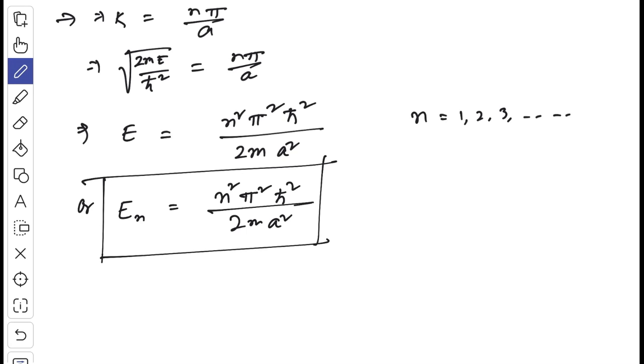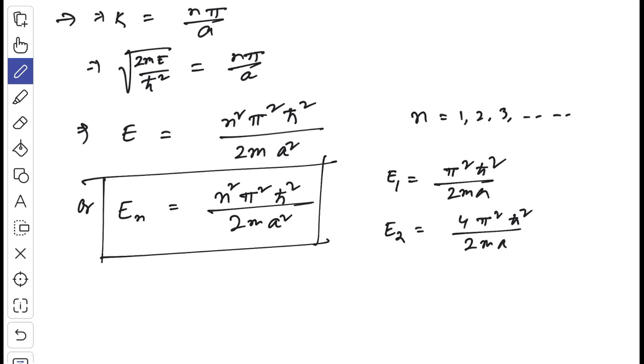Now you see what will be the lowest energy level. If you find the ground state energy, the lowest energy level, if you put n equal to 1, then E1 will be equal to pi square h cut square by 2 m a square. Similarly, if you put n equal to 2, then you will get E2 equal to 4 pi square h cut square by 2 m a square. This part is nothing but E1, isn't it? So you can write 4 into E1.